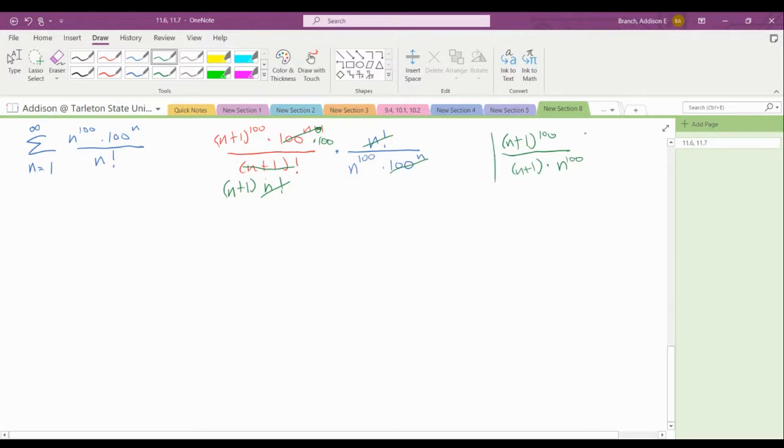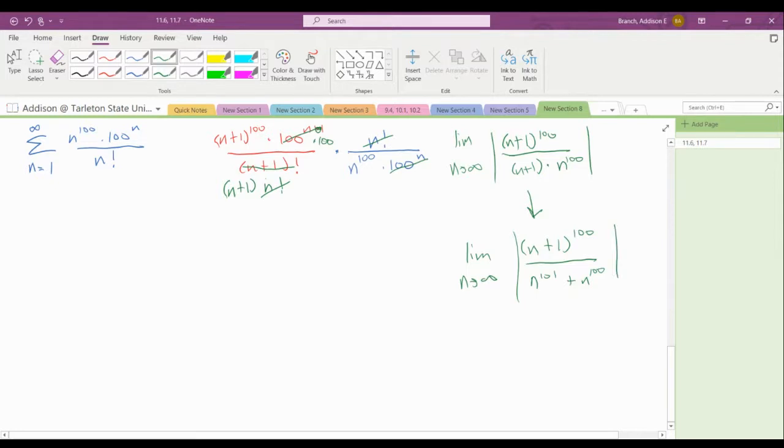So we take our absolute value, and now we need to find our limit as n approaches infinity. If we play with this a little bit, let's distribute out that n to the 100 in the bottom to get us n plus 1 to the 100 over n to the 101 plus n to the 100.